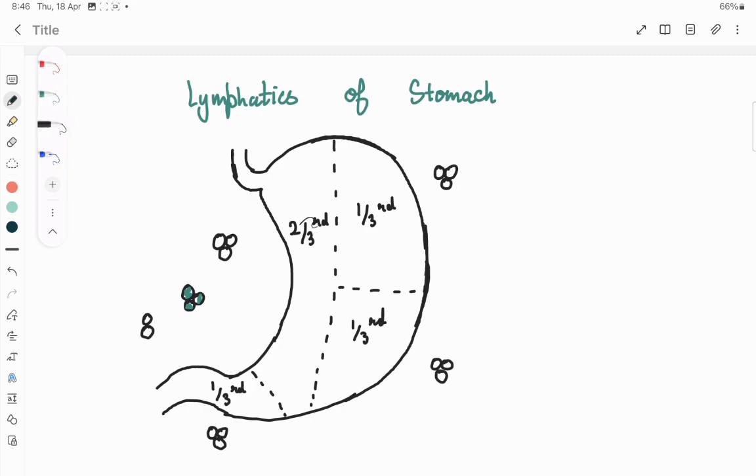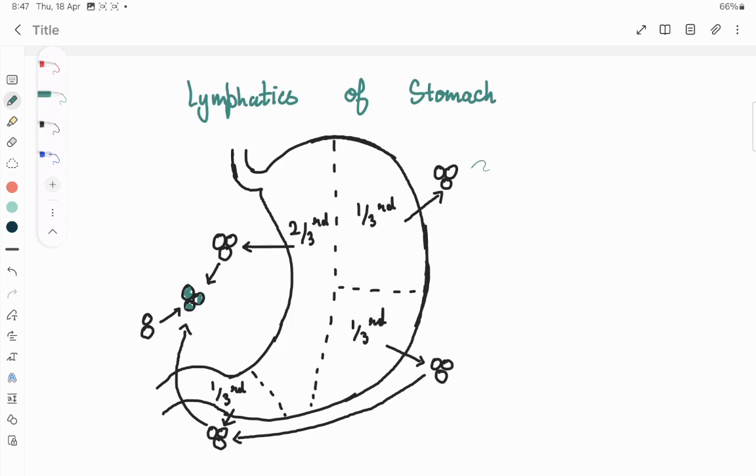Let us draw the direction of the flow. Gastric nodes, pancreaticosplenic nodes, right gastroepiploic nodes, subpyloric nodes, celiac nodes. Now let us label them.